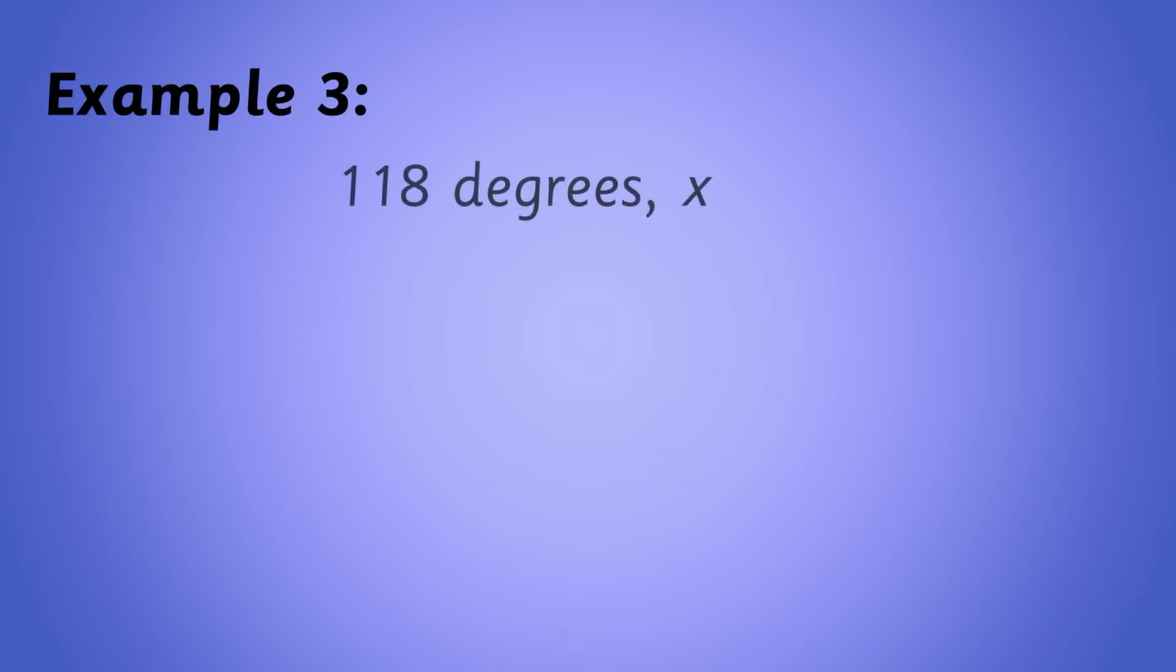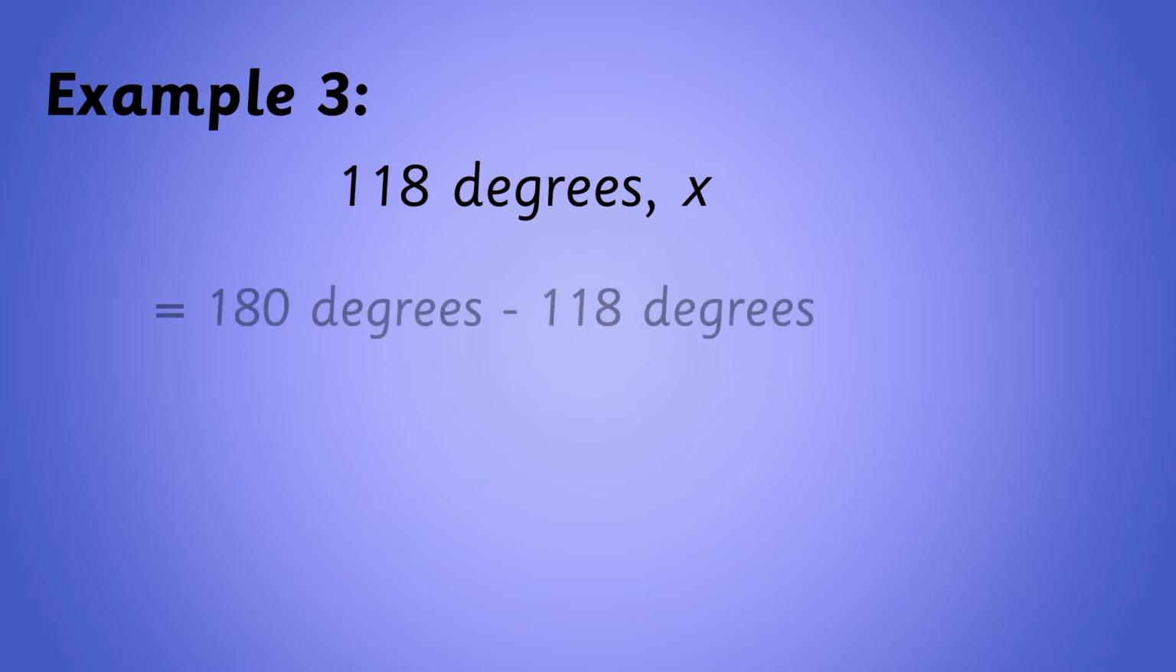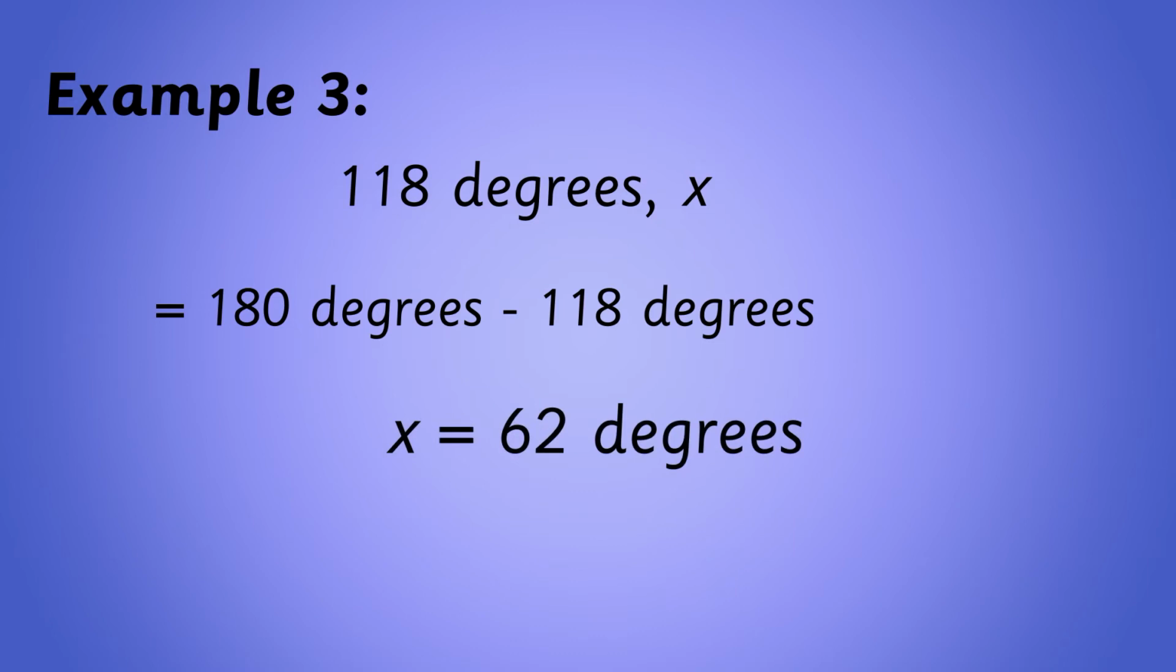Let's look at example 3. We have 118 degrees and x. Let's find x. Now, remember we minus the angle that is showing from 180. So that will be 180 minus 118, which will give us 62. So, x is equal to 62 degrees.